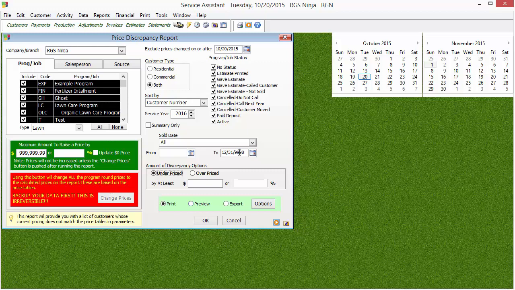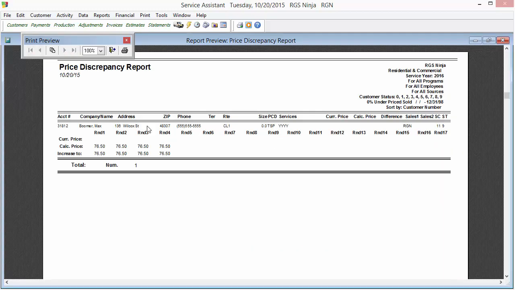All right, so price discrepancy report. We're going to go ahead and do a preview. I want to make sure it's for 2016, because those are the prices I just changed. We do a preview, hit OK. You will see there's one customer here. Their current price is blank. They actually have no price there. Their calculated price is $76.50, and because of that, they show up on the report.